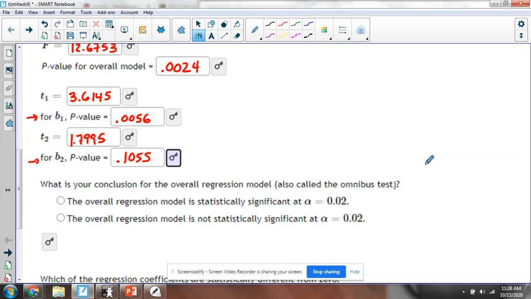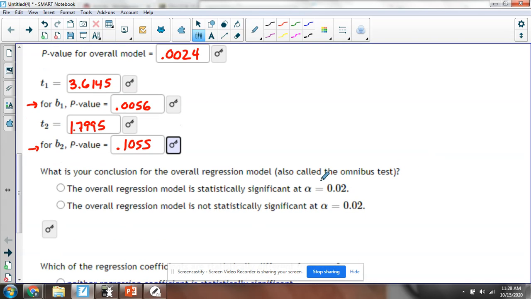So then it says, what's your conclusion for the overall regression model? Also called the omnibus test. So remember, what we're doing here is finding the overall significance of our model. It's sometimes called an F test, so it uses the F distribution, and this test is to test overall significance. Is there something significant that our model has calculated or has shown amongst the data?